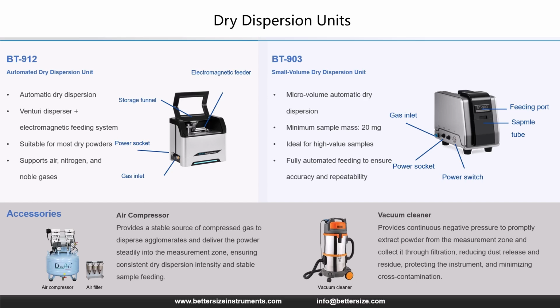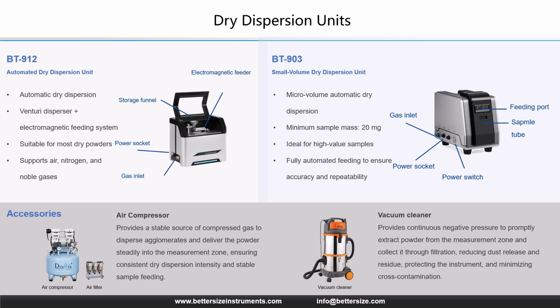For samples that dissolve in water or react with solvents, wet measurement is physically impossible. In these cases, we switch to dry dispersion, relying on aerodynamic shear force to separate particles. The BT912 is the standard for bulk powders. It utilizes an electromagnetic feeder to ensure a constant feed rate, driving the sample through a venturi nozzle where compressed air, nitrogen, or noble gases shatter agglomerates instantly.